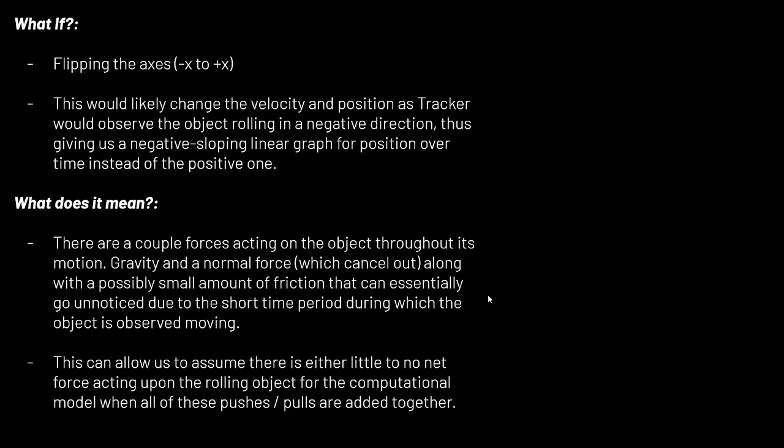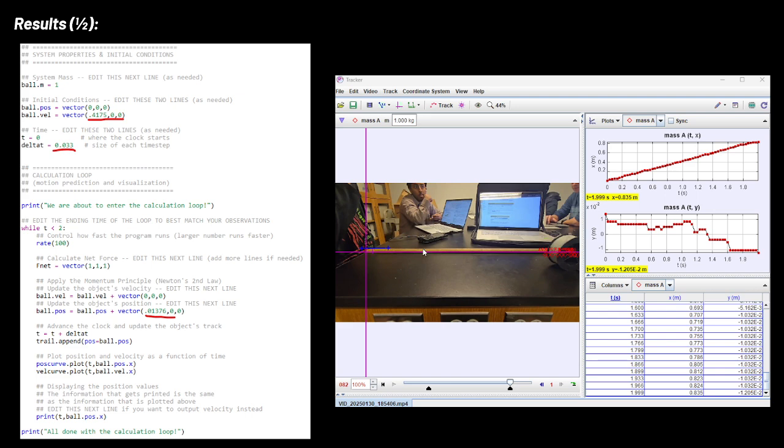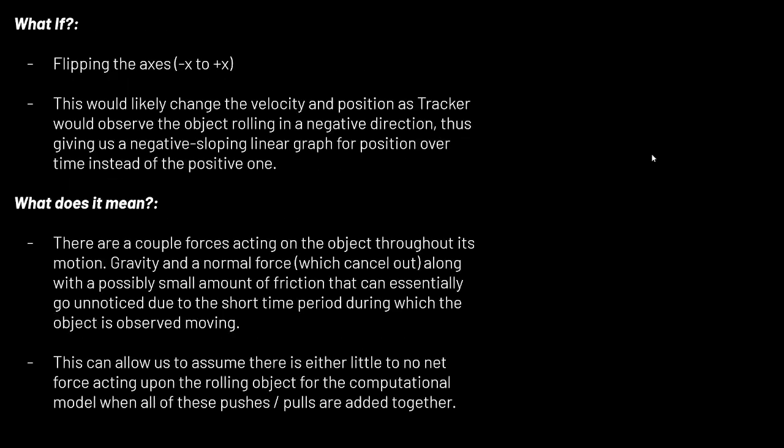Now, for the final part of the lab, there were two extra questions that were asked in the instructions. So, for example, for one, what if we flip the axis? For this, we had it in the positive x direction. However, if we were to flip it in the negative x direction, the only things that would really change is we would be moving the object in a negative direction, which means negative position, negative velocity, but the values would be the same in terms of magnitude. So, all we would have is a negative, roughly linear slope instead of a positive, roughly linear slope. That's all that would really change.